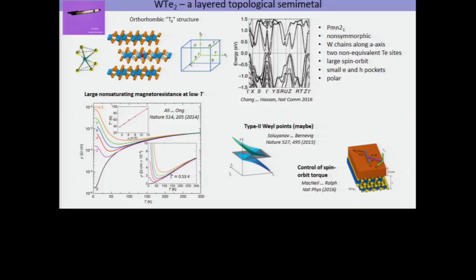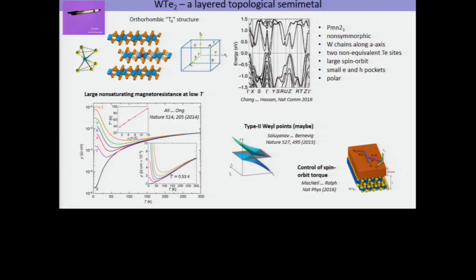Looking in a little more detail at the structure, it has these tungsten planes that are surrounded by tellurium on both sides, and each tungsten atom is in the center of a distorted octahedron of telluriums. It's a fairly distorted, low symmetry structure. The space group is Pmn2_1, which is non-symmorphic. I'm not sure whether that really matters, but maybe it does for topological properties.